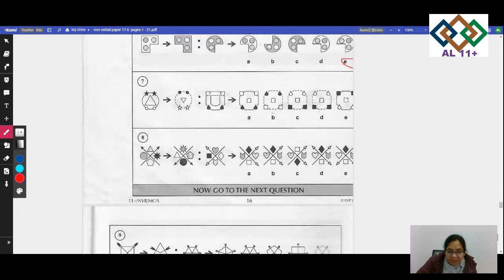In number 7, what's happening in number 7? If you look at the shapes, this is dotted, dotted, dotted. So this shape will become dotted, dotted, dotted. So the ones which are not dotted, cancel that one because we need the shape to be dotted. And then the outer big shape switches from solid to dash. The inner shape shrinks and is reflected downwards. So the shape also needs to shrink.